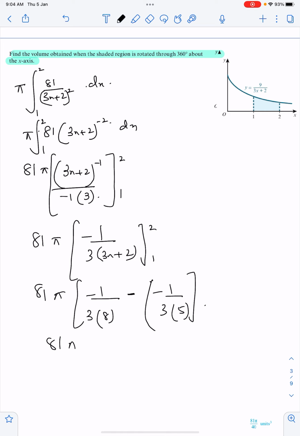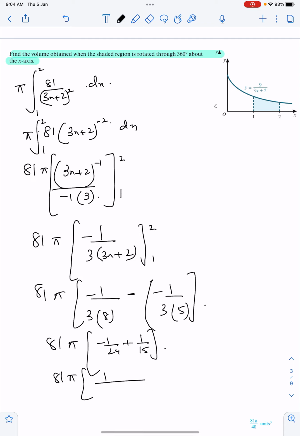Solving this, 81 pi, negative 1 upon 24 plus 1 upon 15. Here I have 24 and 15. I just have to simply calculate it and multiply it by 81 pi, and that will become the answer. I am just simply calculating it: negative 1 upon 24 plus 1 upon 15.